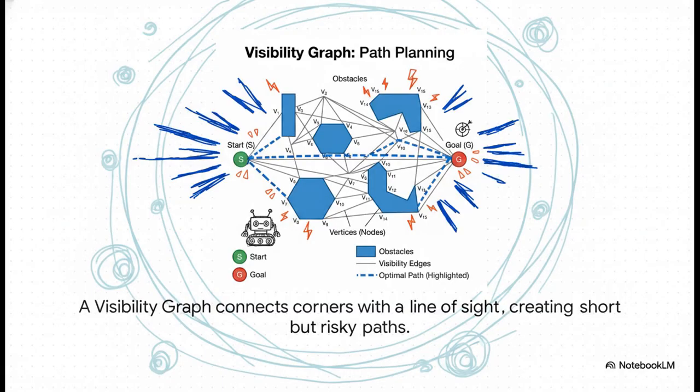This method is called a visibility graph. What it does is connect all the corners of the obstacles that can see each other with a straight line. The path you get, which you can see in blue, is mathematically the shortest one. But look closely. It scrapes right past the corners. It's fast for sure, but it's also pretty risky. Not a lot of room for error.